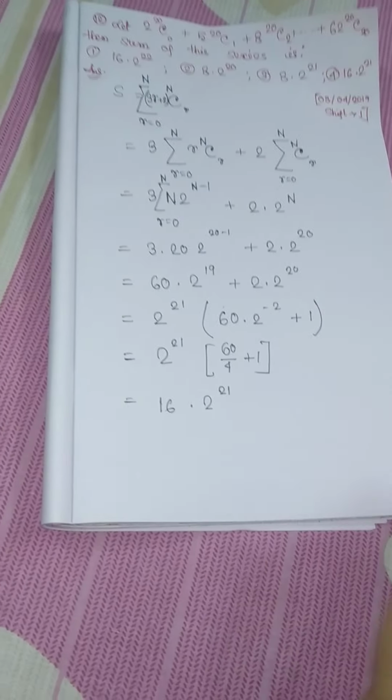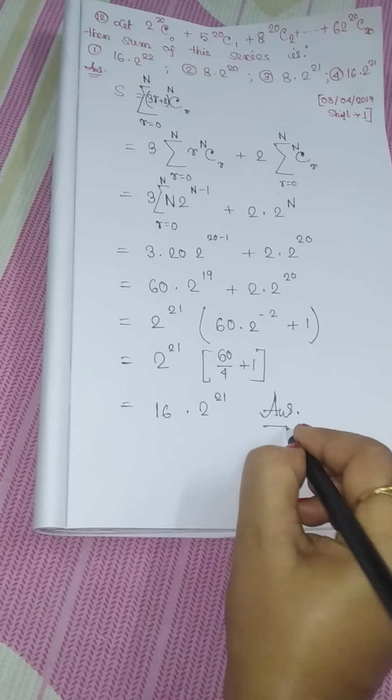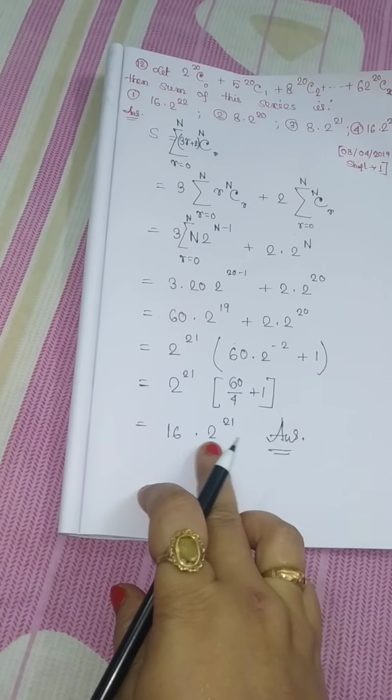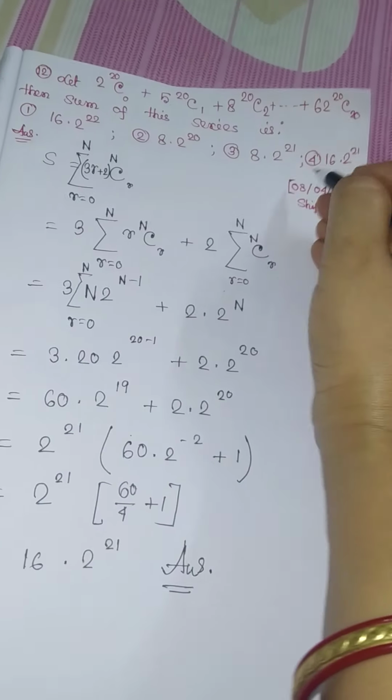Now we reached the sum of the series is 16 into 2 to the power 21, and our option is option 4.